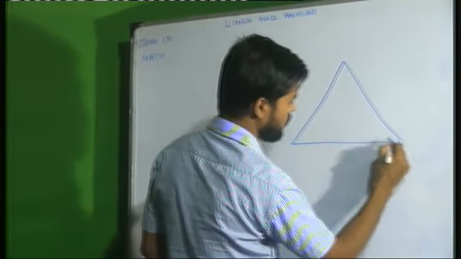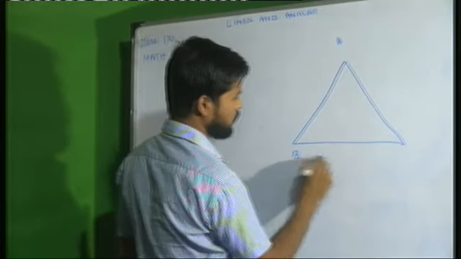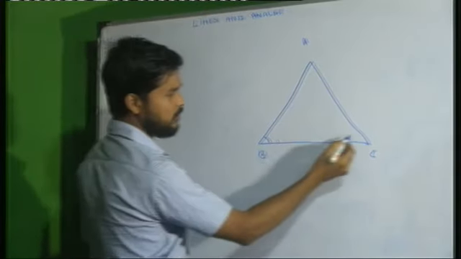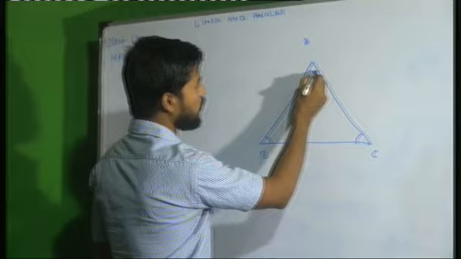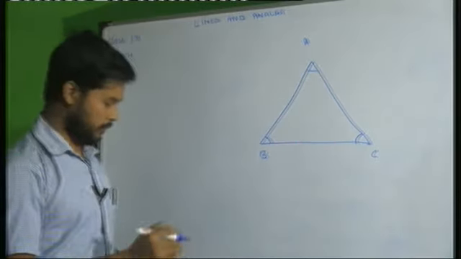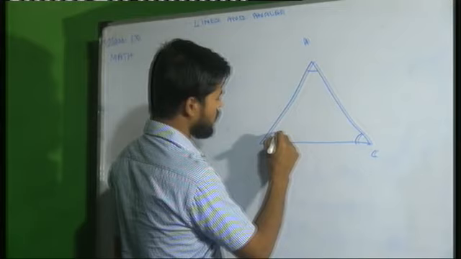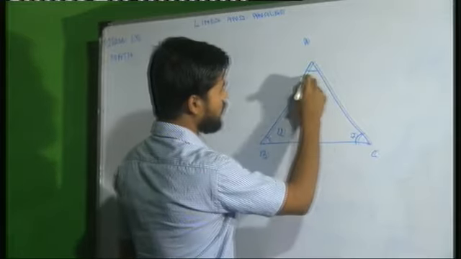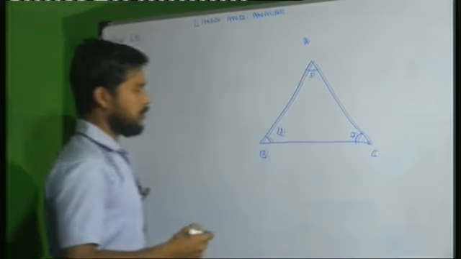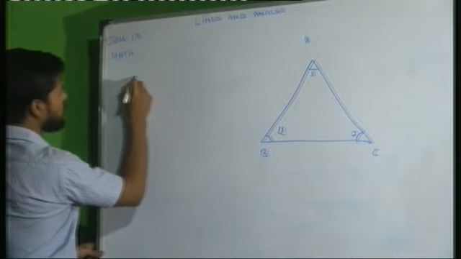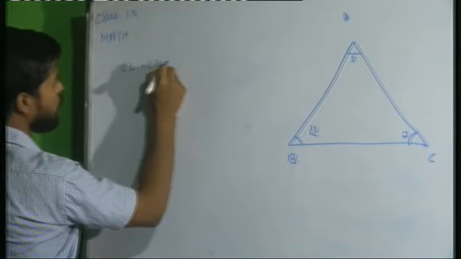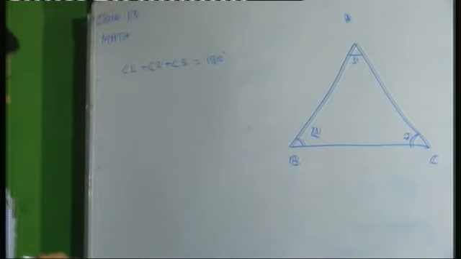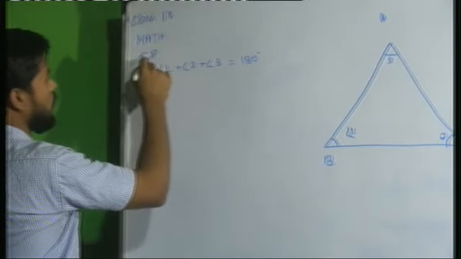ABC. We have to prove that the sum of all interior angles, meaning this angle plus this angle plus this angle, is equal to 180 degrees. Let this be angle number 1, this angle number 2 and this angle number 3. We have to prove that the sum of angles 1, 2 and 3 is equal to 180 degrees.